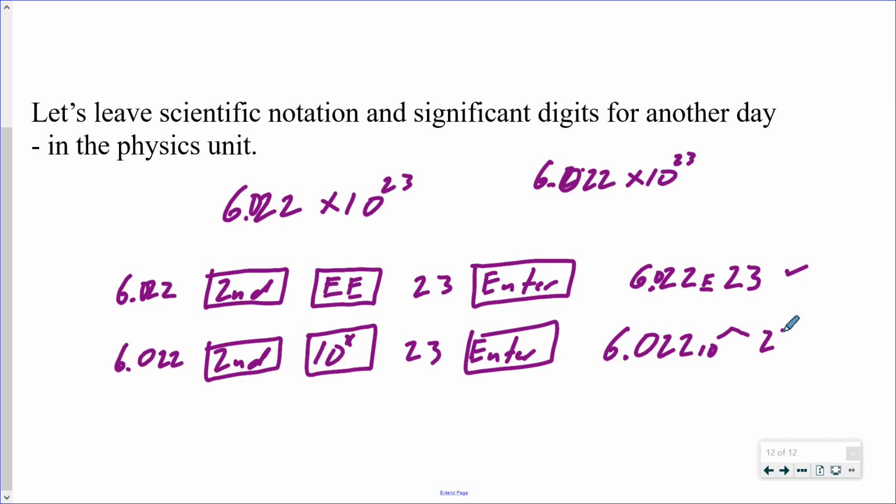This is the way it should show up, which again means the same thing. It means 6.022 times 10 to the 23.